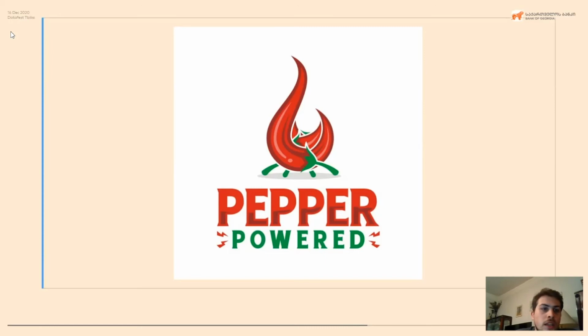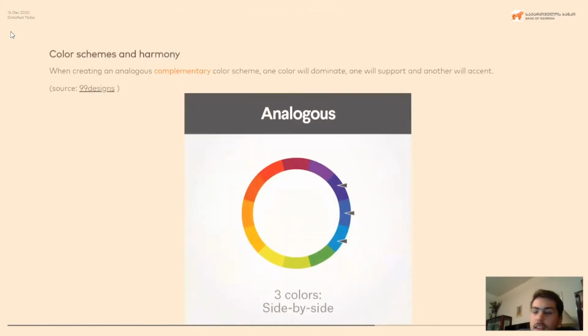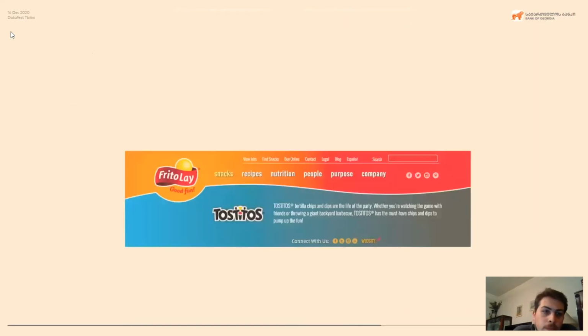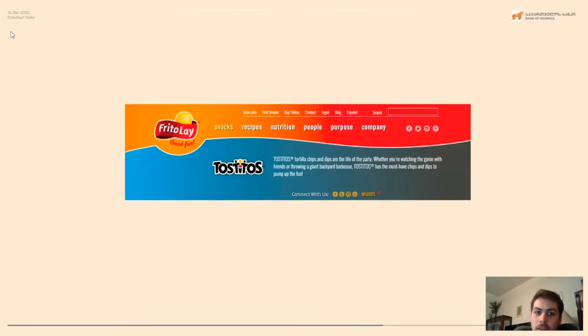The second one is the analogous color scheme. Analogous colors sit next to one another on the color wheel, red, orange, and yellow, for example. When creating an analogous color scheme, one color will dominate, one will support, and one will accent. And in business, analogous color schemes are not only pleasing to the eye, but kind of effectively instruct the consumer where and how to take actions.